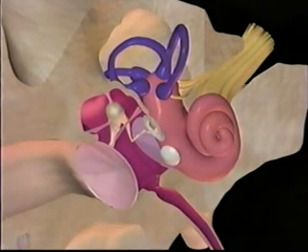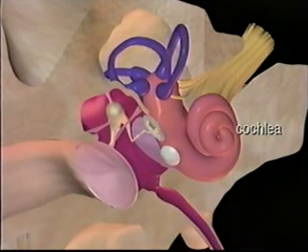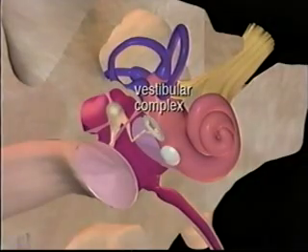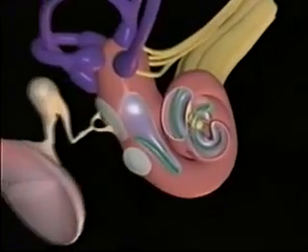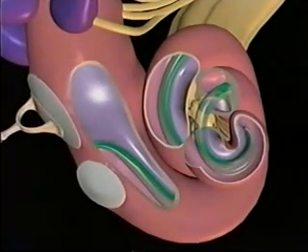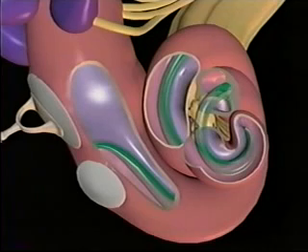Medial to the middle ear is the inner ear, which contains the spiral-shaped cochlea where sound waves are transduced into neural signals, and the vestibular complex, which contains the receptors for our sense of equilibrium. These sensory organs of the inner ear lie within the so-called membranous labyrinth, which is visible here as a blue tube within the cochlea. Surrounding and protecting the membranous labyrinth is the bony labyrinth.